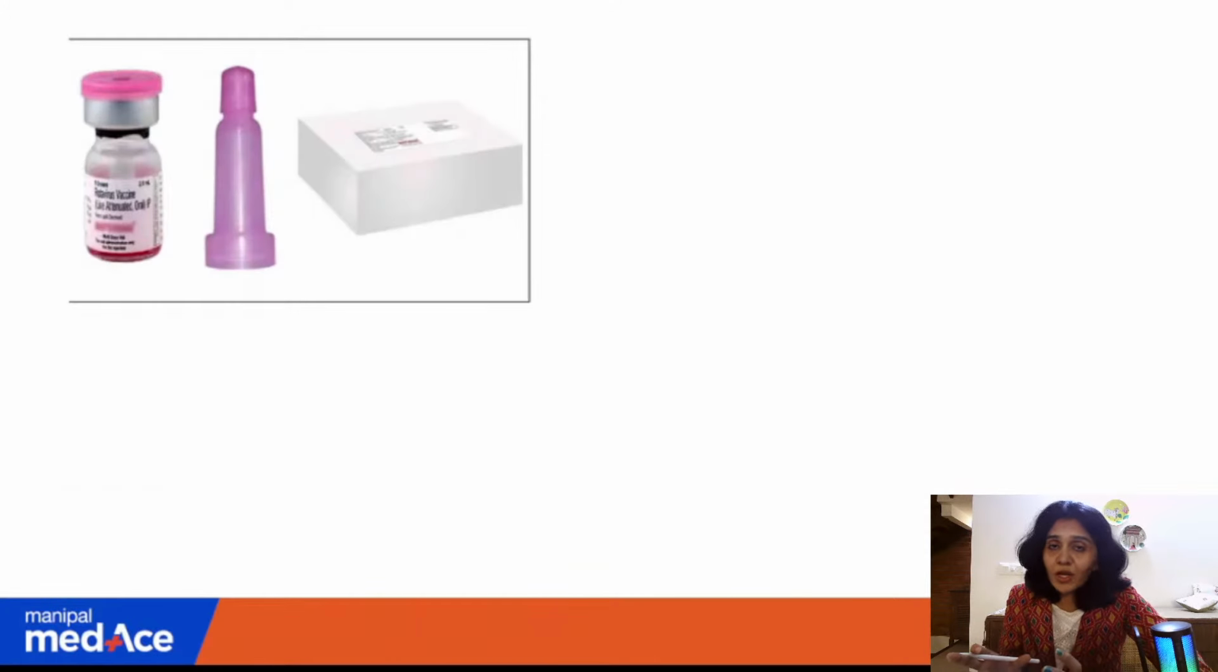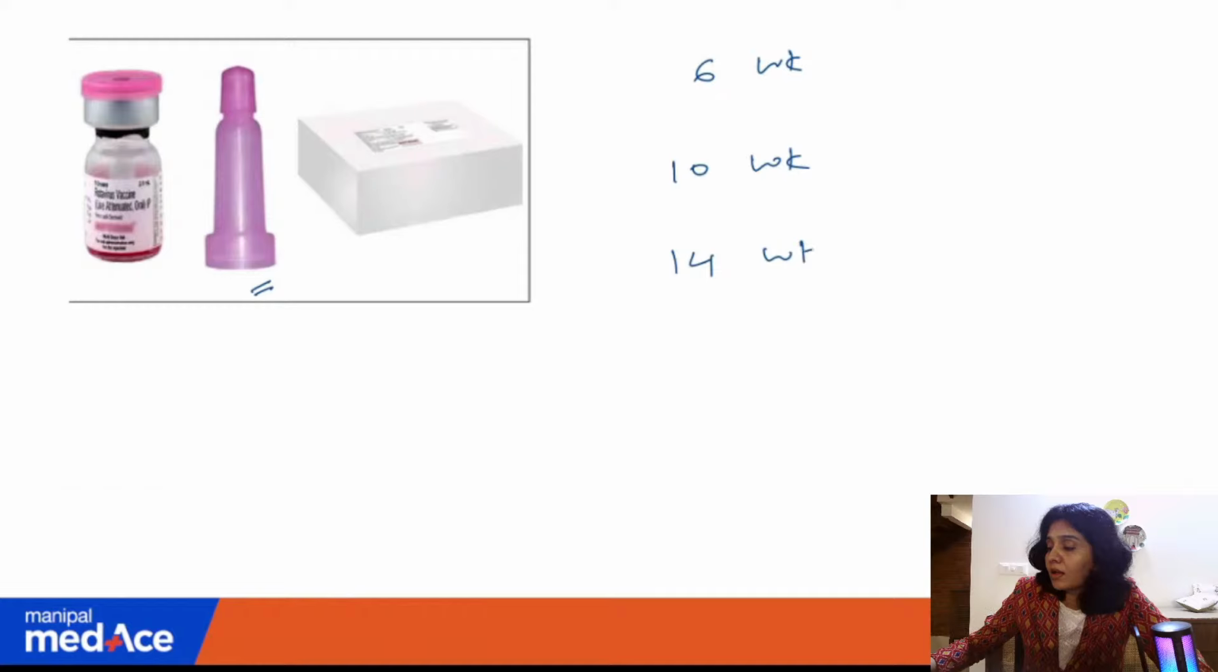This is the RotaVac, which is given under the National Immunization Schedule. It comes with a pink dropper. You take 5 drops and administer it to the child. What is the schedule? You are supposed to give it at the 6th week, 10th week and 14th week, that is 1.5 months, 2.5 months, 3.5 months.